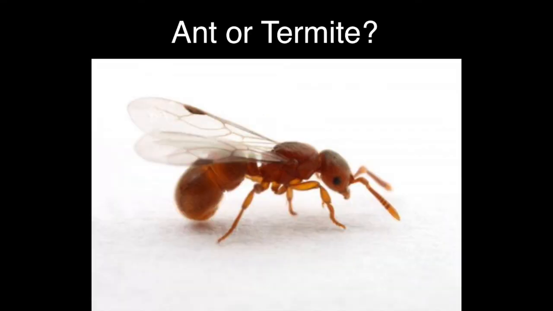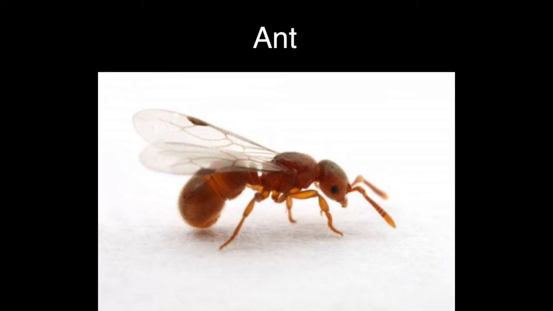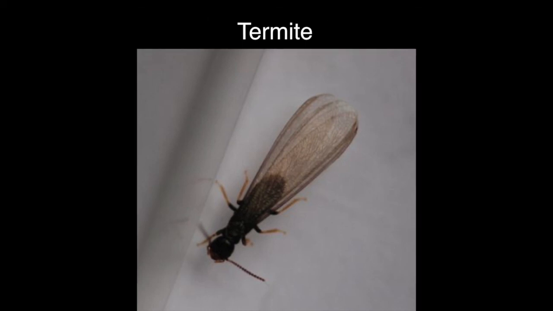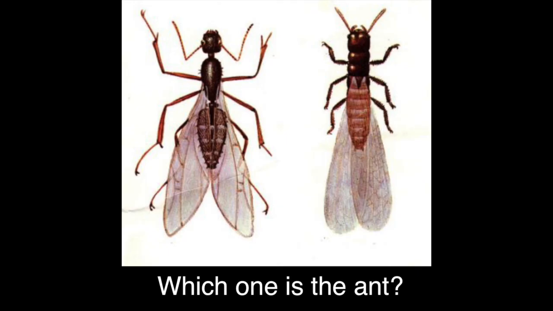Okay, and let's take a look at this. Is this an ant or a termite? It's an ant. Once again, the small waist and the elbowed antenna. Ant or termite? Termite. Wide waist, straight beaded antenna. Which one is the ant? The one on the left.